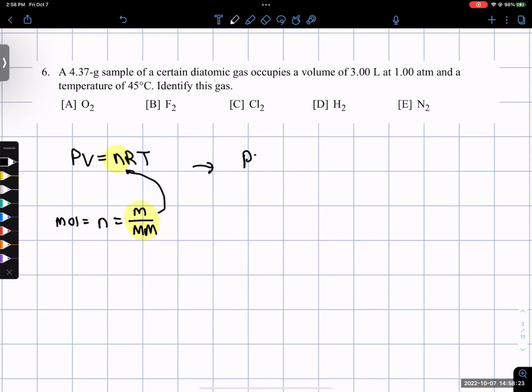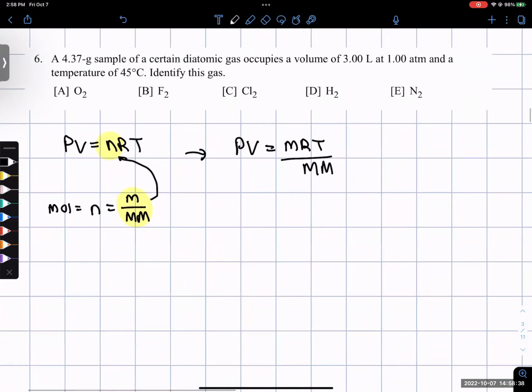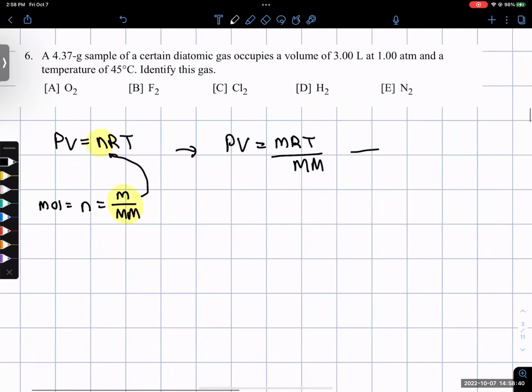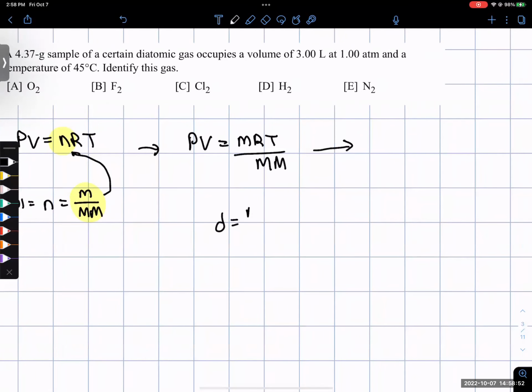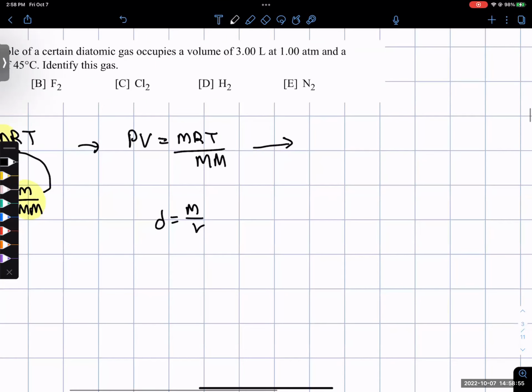And we're going to get PV is equal to mRT over M, where M is the molar mass, so two M's. We all see how we just derived that, right? And if you want to go further, to identify any gas, you need the density. Density is equal to mass divided by volume. So if we solve for m over V, you get m over V is equal to pressure times the molar mass over RT.